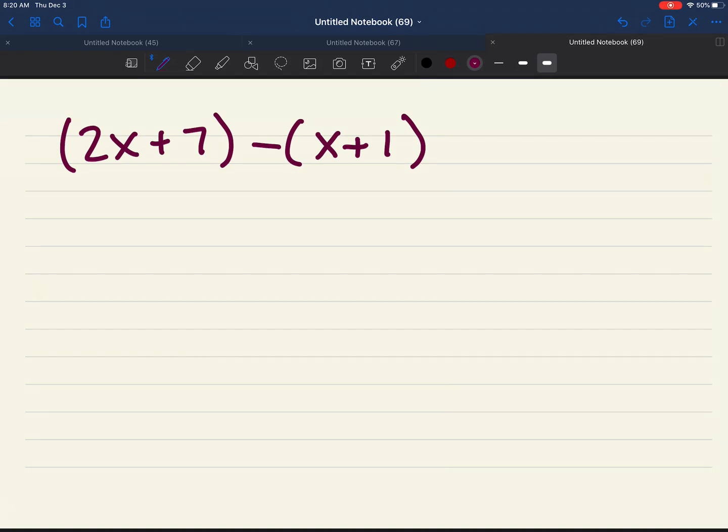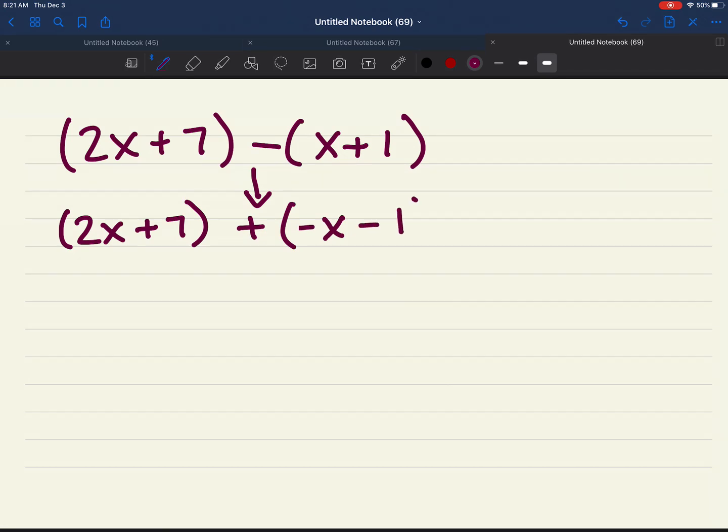Somebody want to try this one? Okay, go for it, Cash. You keep the first part the same. Then you put that to a plus. The subtraction in the middle. And then you do negative x, minus 1. So we change x to a negative. We change 1 to a negative. You change the sign of everything after it. Okay. Then you can add them together.